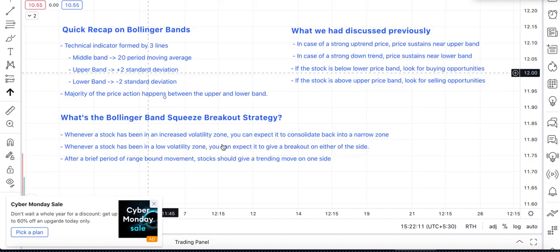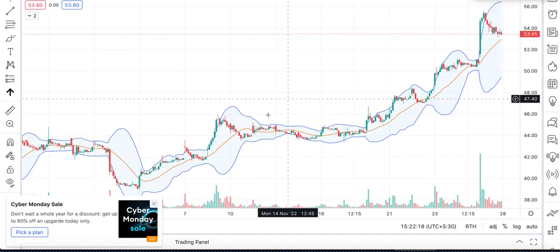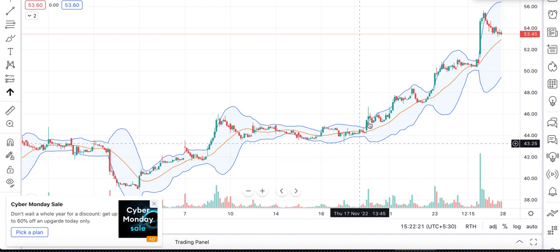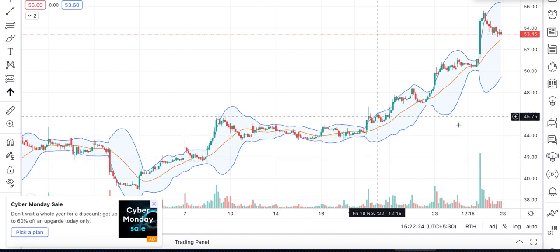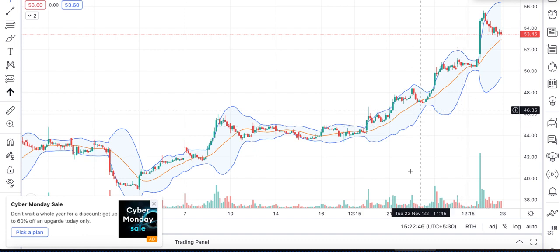So before we start discussing how to take entry, that's what basically the Bollinger Band squeeze breakout strategy is, that you identify an area of low volatility and then you wait for a breakout to happen, take position, and then you make profits in the trending direction. The breakout can happen in either of the directions, either on the upside or on the lower side. What simply it means is that whenever you see an area of extremely low volatility and extremely large consolidation where the prices are moving in very narrow zones, then you can expect a big breakout to happen on one of these sides.